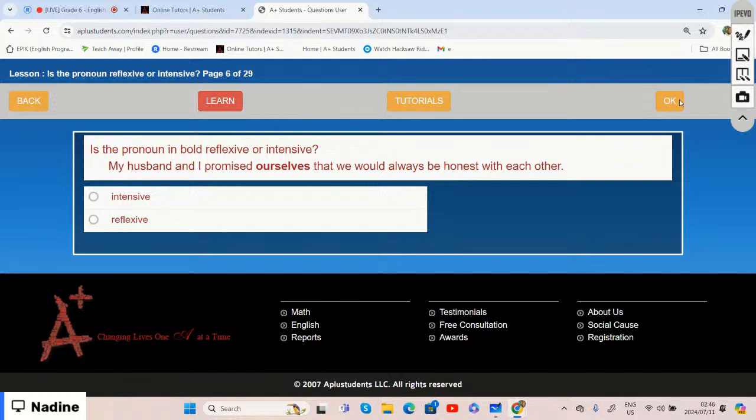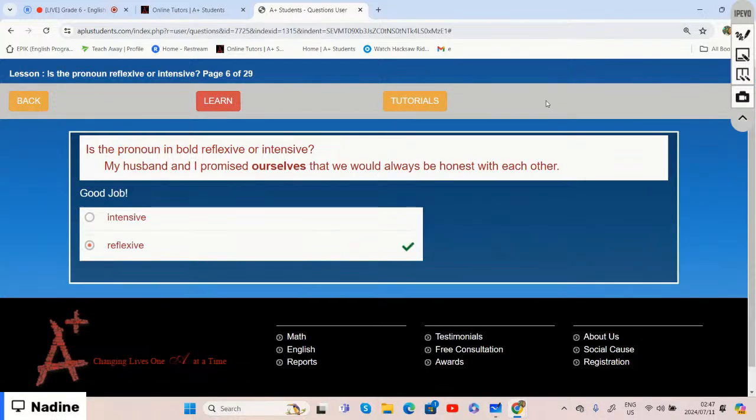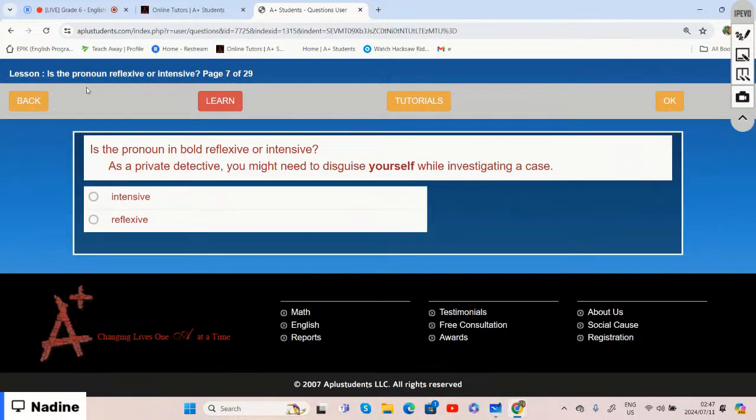All right, and we can then say ourselves refers back to my husband and I, which is we, right? And that is a reflexive pronoun.